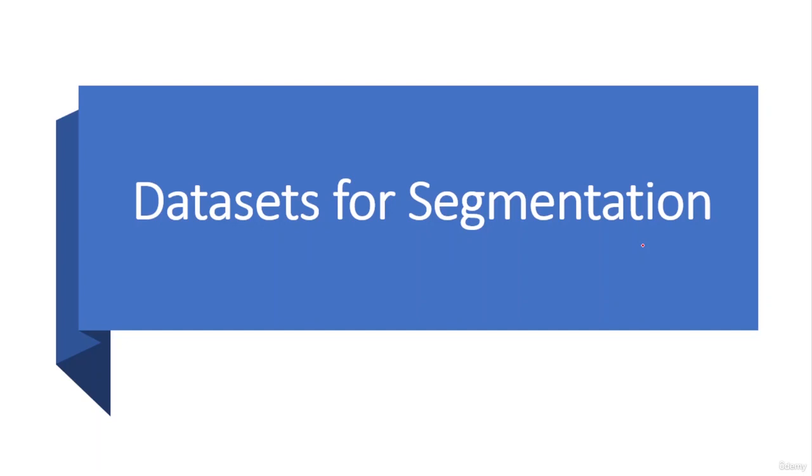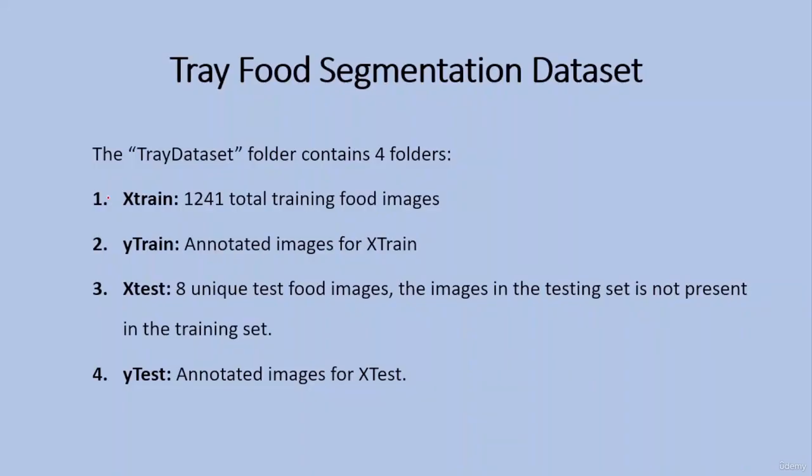Now let's see the datasets for segmentation that you can use for the segmentation experiments. Tray food dataset is a food segmentation dataset consisting of 43 food classes. This database contains a total of 1241 food images with 17 unique trays, where images were rotated, warped, and flipped versions of the unique trays.